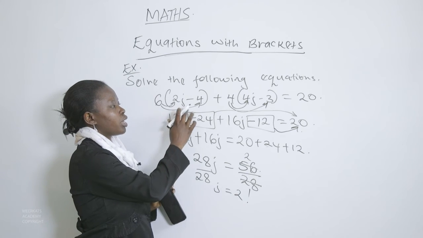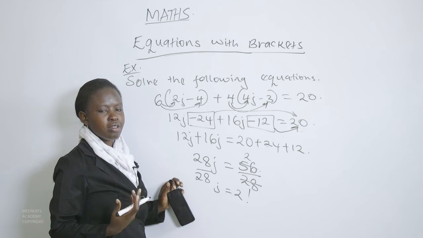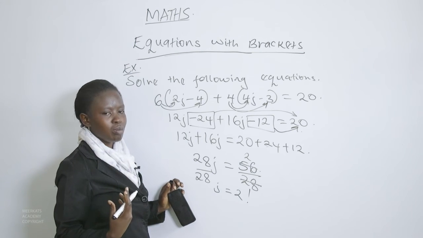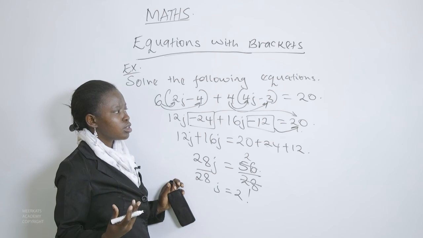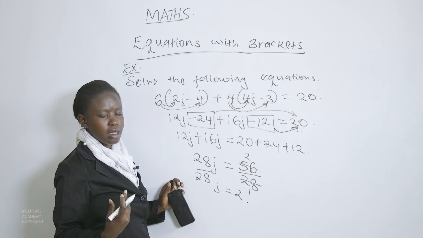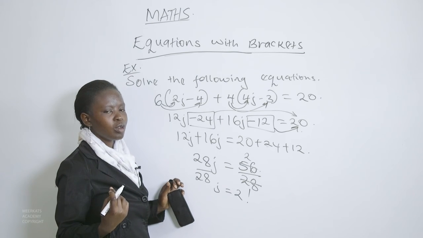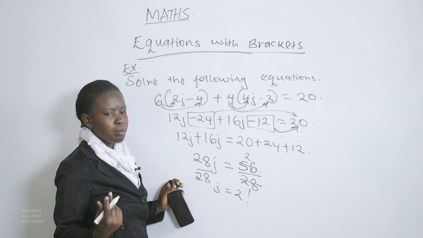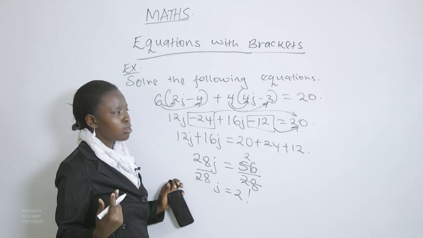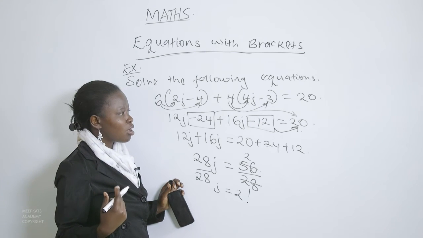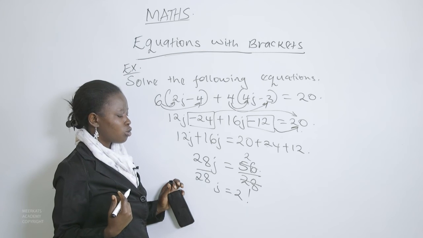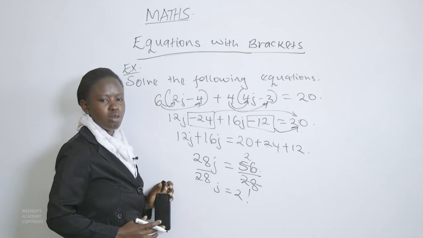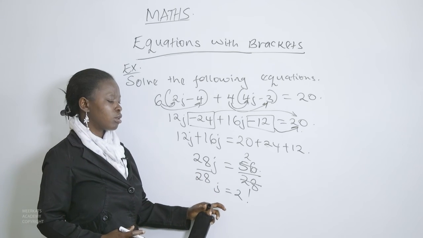So what do we mean? When we are having multiple brackets, the same steps are just followed. The number that is outside the bracket should multiply each and every digit or number and pronumeral inside the bracket. So you shouldn't multiply only one of them. You should ensure that you are multiplying all the numbers inside or all the pronumerals inside the bracket with whatever is outside the bracket for you to get the solution of the given equation. So the solution to our equation, the value of our unknown, which is j, is simply 2.